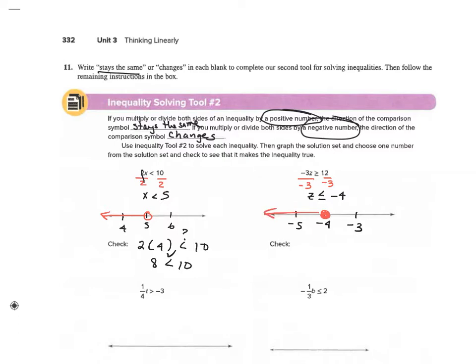So to check this, I'm going to choose a number less than -4. It really wouldn't matter what I did as long as it was less than or equal to -4. I'll go ahead and choose -5. So we have -3 times -5. Is that greater than or equal to 12? So that gives me 15 greater than or equal to 12. Yes, that checks out.